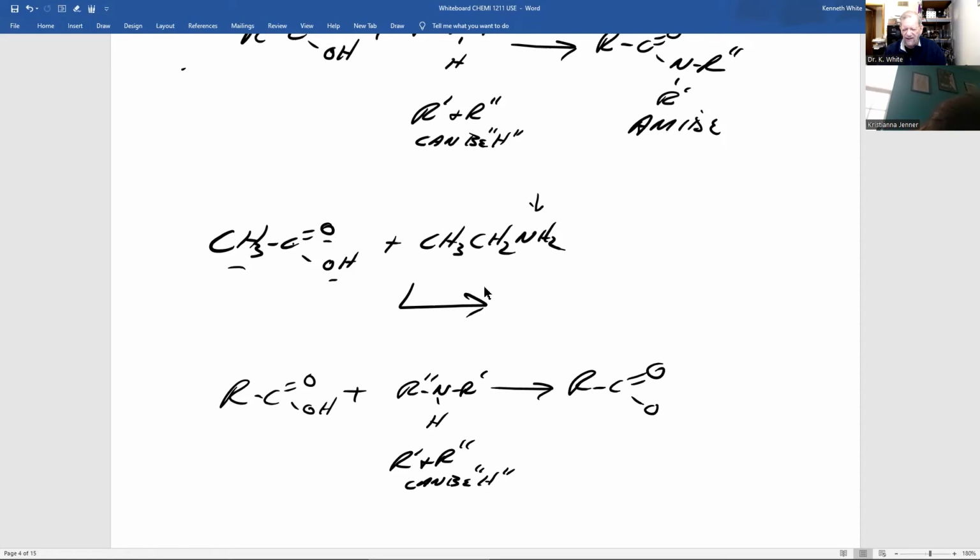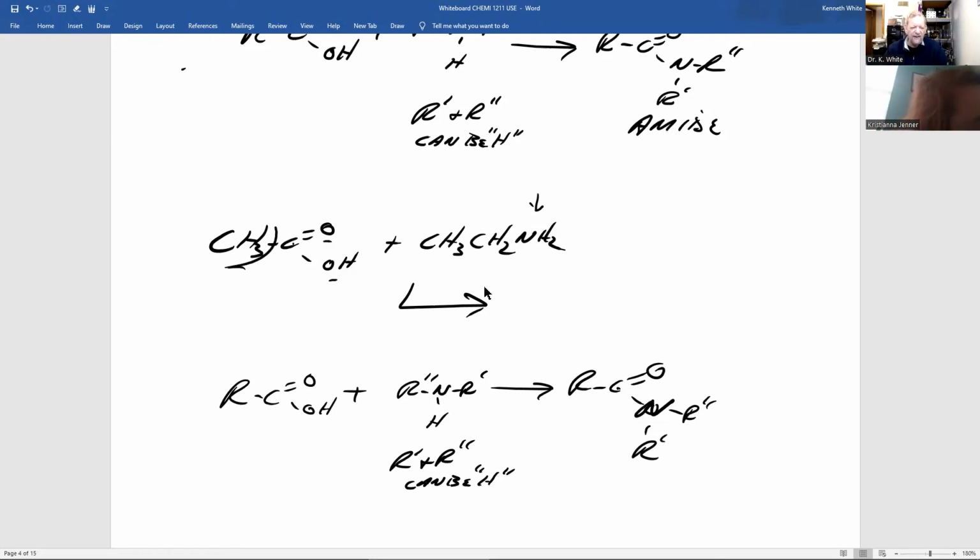What's attached to the carbonyl? Carbon, R is still there. The R prime and R double prime are still on the nitrogen. In an amide, nitrogen has 3 bonds to it. In an amide, nitrogen has 3 bonds to it. Now, what I didn't show here, you also get water, but that's inorganic.